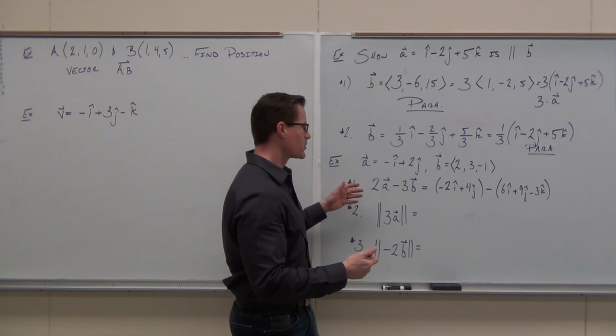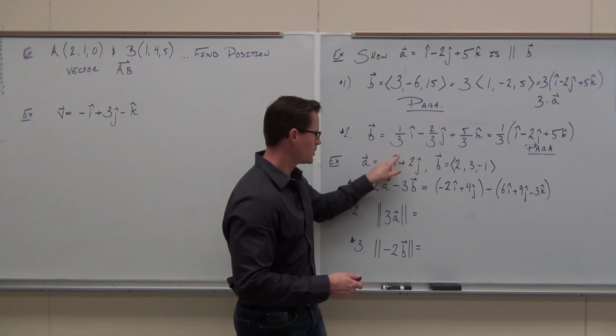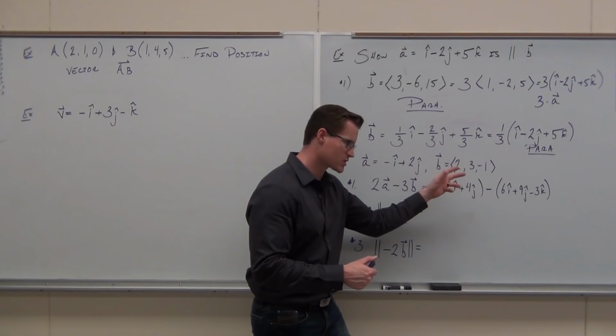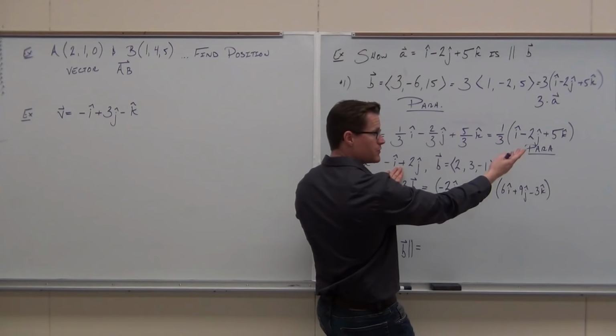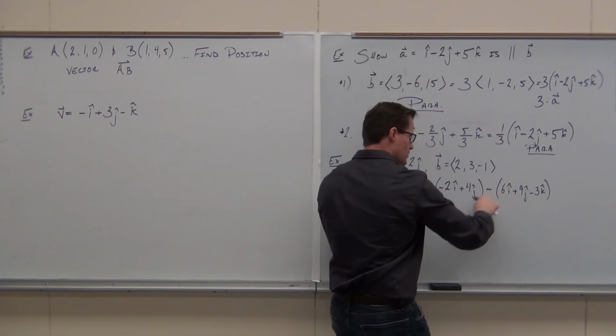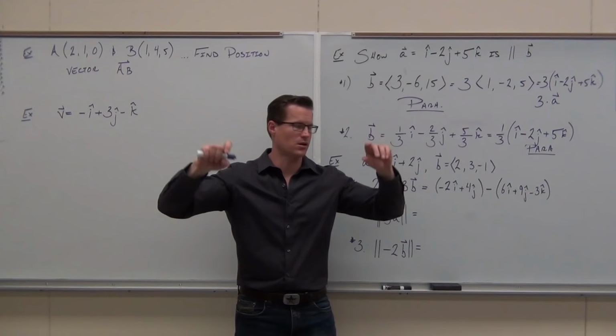So for me personally, I'd be like, okay, let's do 2A and see what it is. I know it's negative 2i plus 4j. That's my 2A right here. Does that make sense? Then I'm going to do a minus sign because I'm subtracting. And I'm just going to do 3B. Well, that's 6i, that's 9j, and that's minus 3k. You can do the bracket notation if you like, vector brackets. Are you guys okay with that first one? If you did brackets, that is absolutely fine.